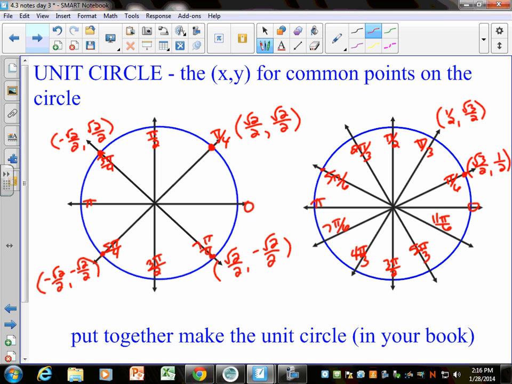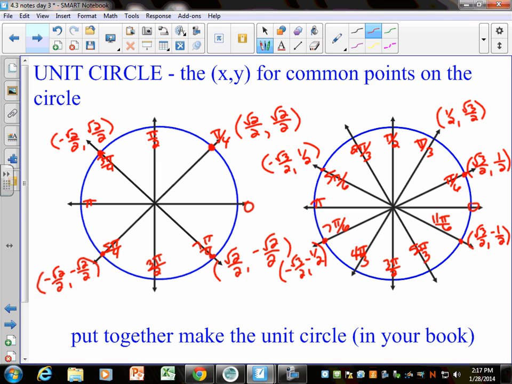Yeah, exactly the same ordered pair. You just say I'm over here in quadrant 2 now. So now it's negative square root of 3 over 2, 1/2. And do I know what 7 pi 6 is going to be? Yeah, it's the same ordered pair because it's the same distance away. It's just in quadrant 3. So now this one would be negative square root of 3 over 2, negative 1/2. And 11 pi 6 would be square root of 3 over 2, negative 1/2.